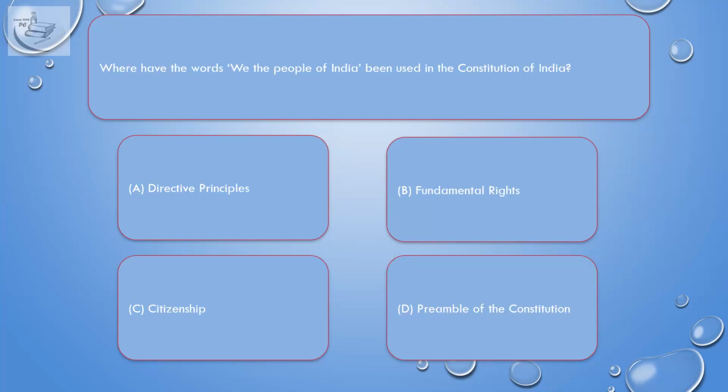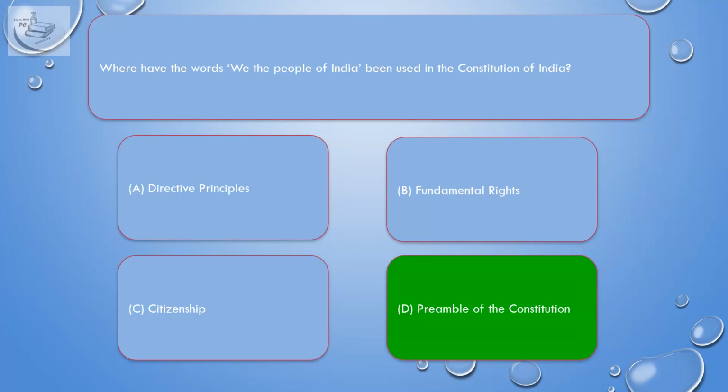Question: where have the words "We the people of India" been used in the Constitution of India? A. Directive Principles, B. Fundamental Rights, C. Citizenship, D. Preamble of the Constitution. Correct answer is D. Preamble of the Constitution.